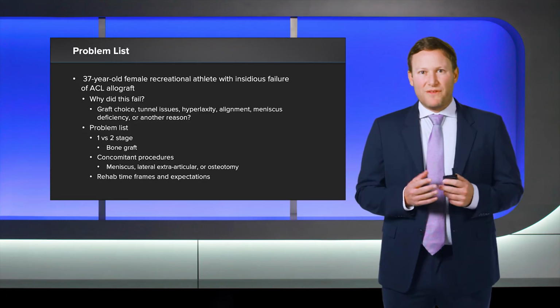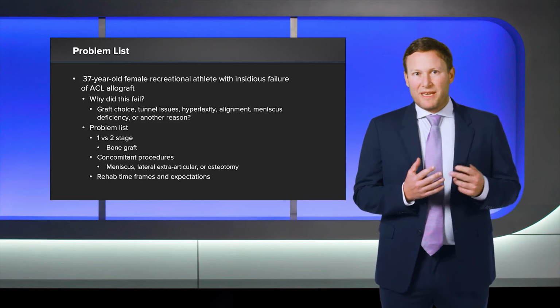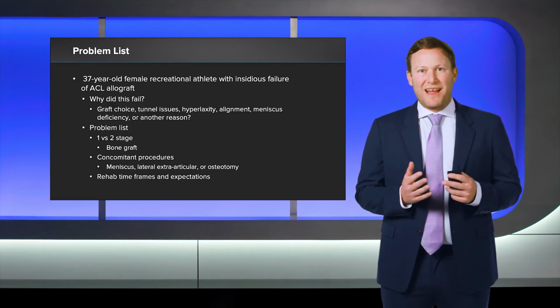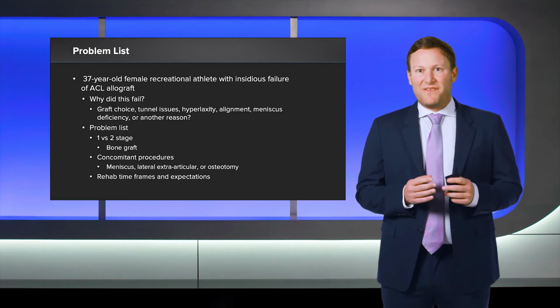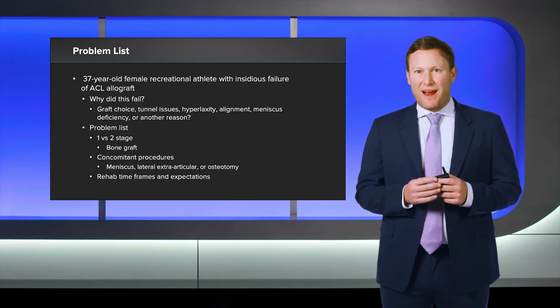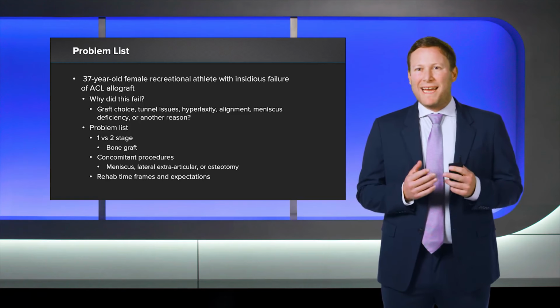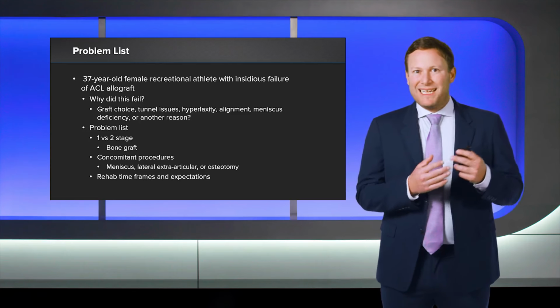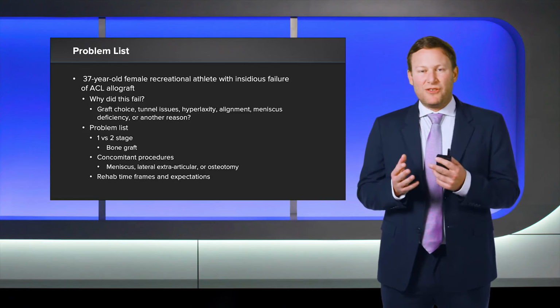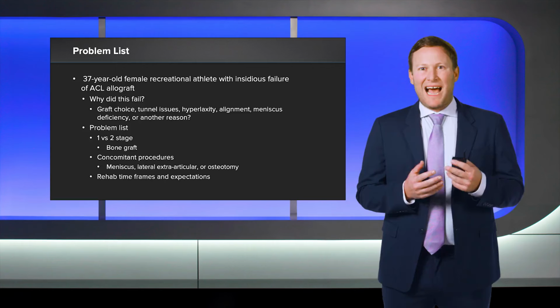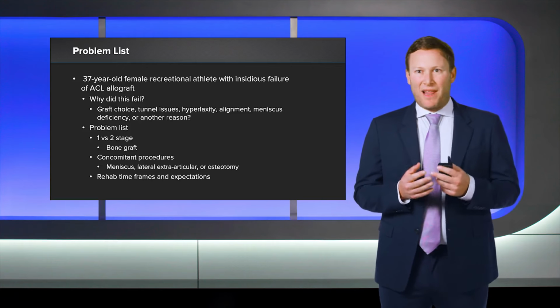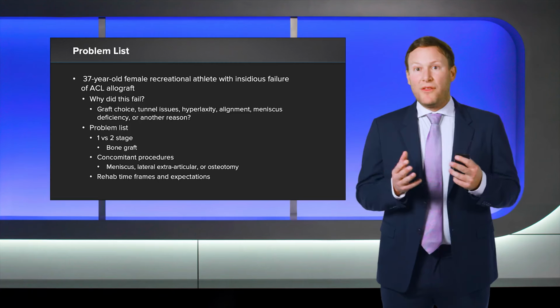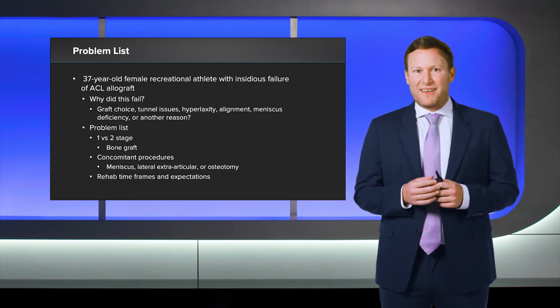It's always useful to make a problem list. So here we have our 37-year-old, a recreational athlete, with insidious failure of her prior ACL allograft. We think to ourselves, why did this fail? What can and should we do different this time around? Is it graft choice? Is it issues with her tunnel? Is it underlying hyperlaxity, missed malalignment, meniscus deficiency, other, or a combination of all these factors?